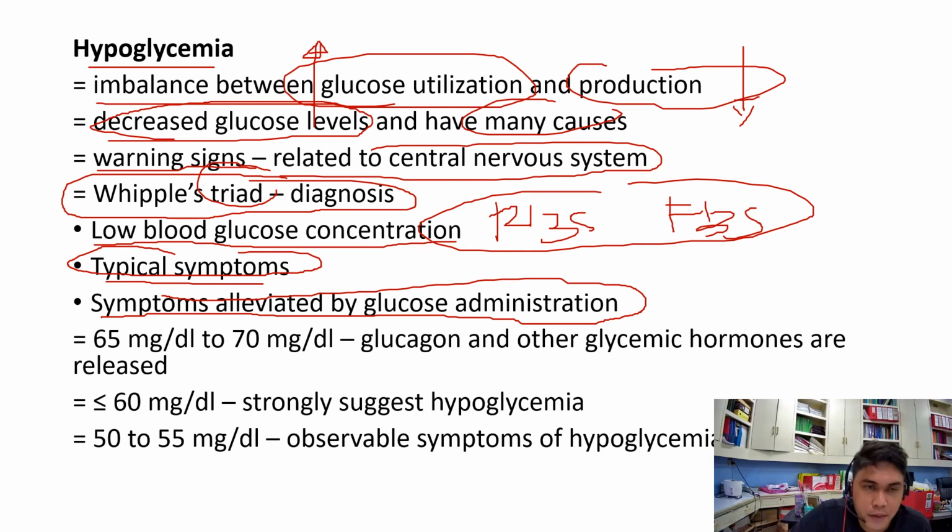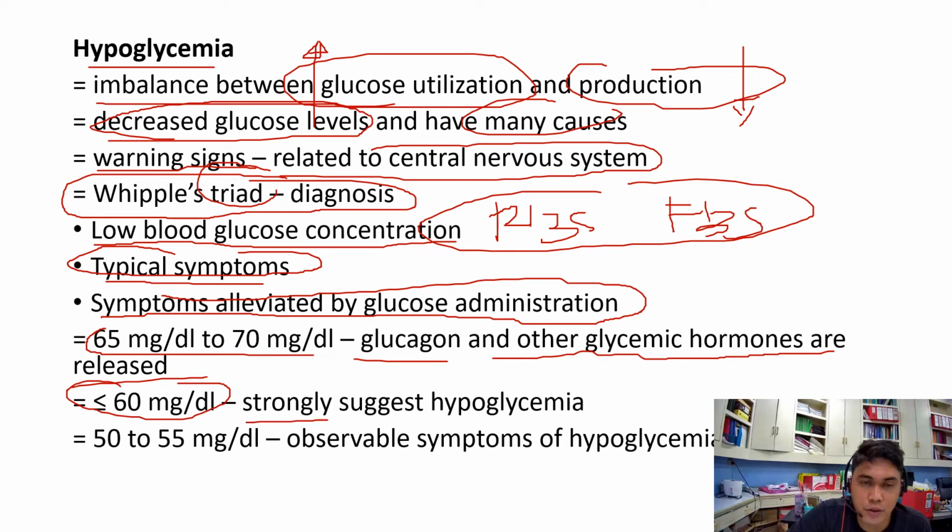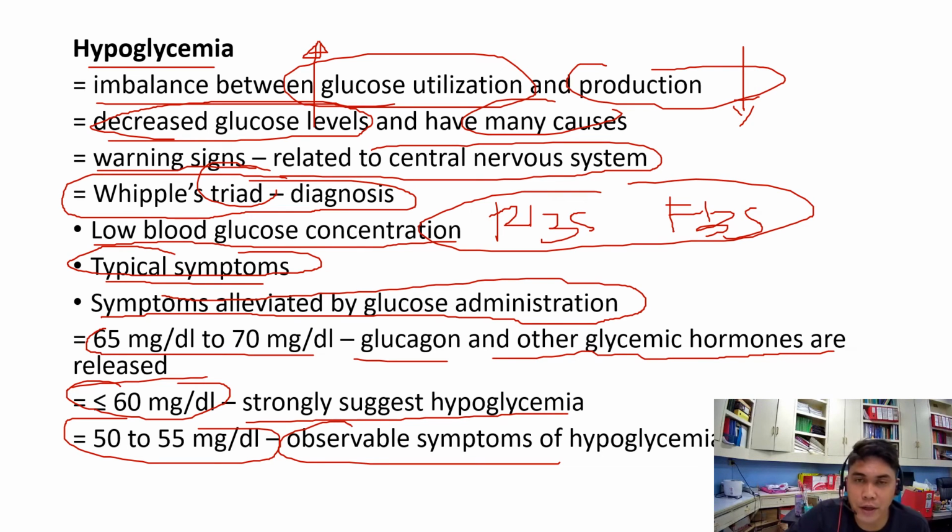Now, at 65 to 70 mg/dL of glucose, glucagon and other hyperglycemic hormones are released. Less than 60 strongly suggests hypoglycemia. And at 50 to 55, you have observable symptoms of hypoglycemia. So for hypoglycemia, you can use RBS to check. There's no need to fast for RBS, because it's random blood sugar.